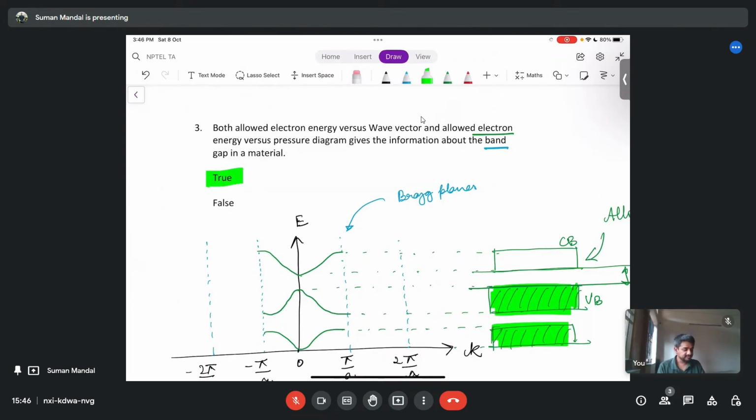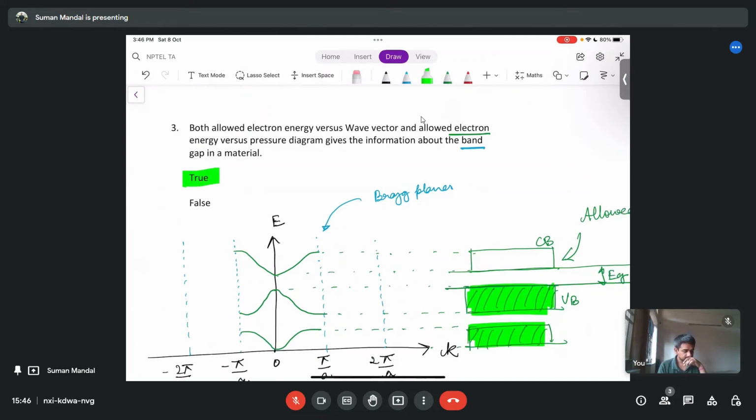Is it clear? Yes, sir. The Brillouin zone boundaries. Whichever terminology you all are comfortable with.